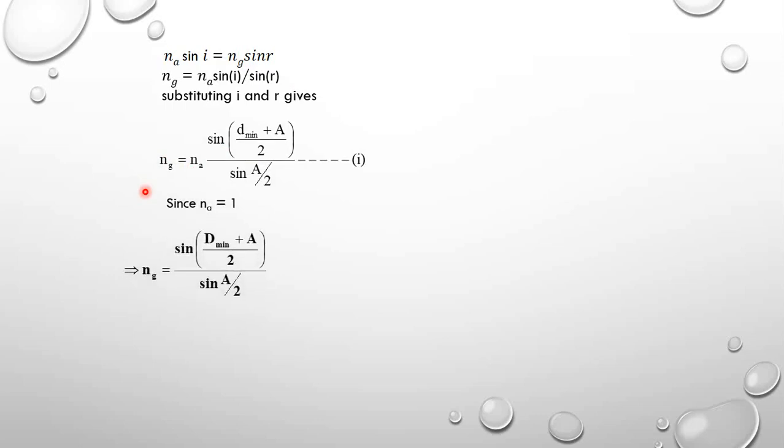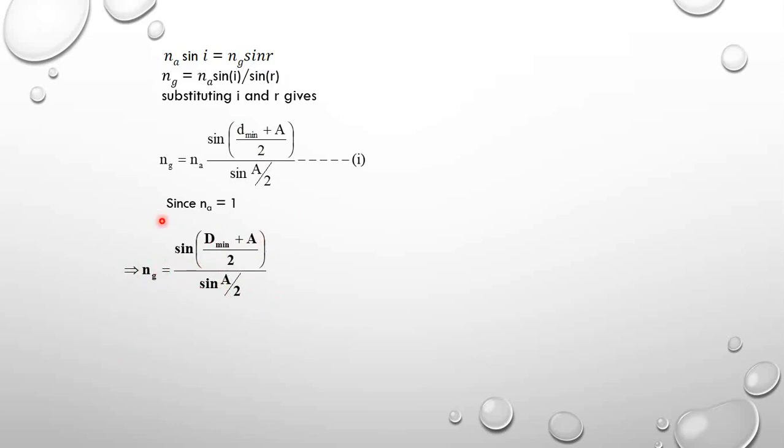When you substitute for I and R, since we already have I as D min plus A divided by 2, and R is equal to A divided by 2, we shall have this. Substituting, we shall have 1 here, then we shall have N G as sine of D min plus A divided by 2, divided by sine of A divided by 2. There is a mix up here with the letters, but we can maintain the small letter here. And then we shall have this as the relation.